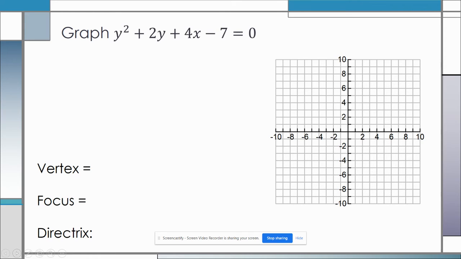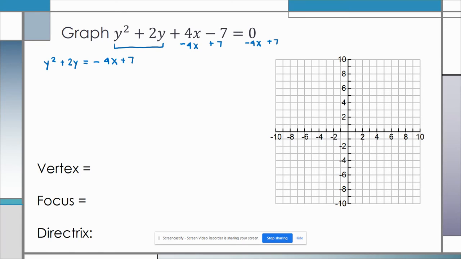So in this particular problem, it looks like it's the y term that's going to be squared. So that means that anything that doesn't contain a y, I'm going to be moving it over to the other side. So we're going to have y squared plus 2y, and that's going to equal, notice to move the 4x over, I'm going to have to subtract it. And to move the 7 over, I'm going to have to add it. So that's going to equal negative 4x plus 7.